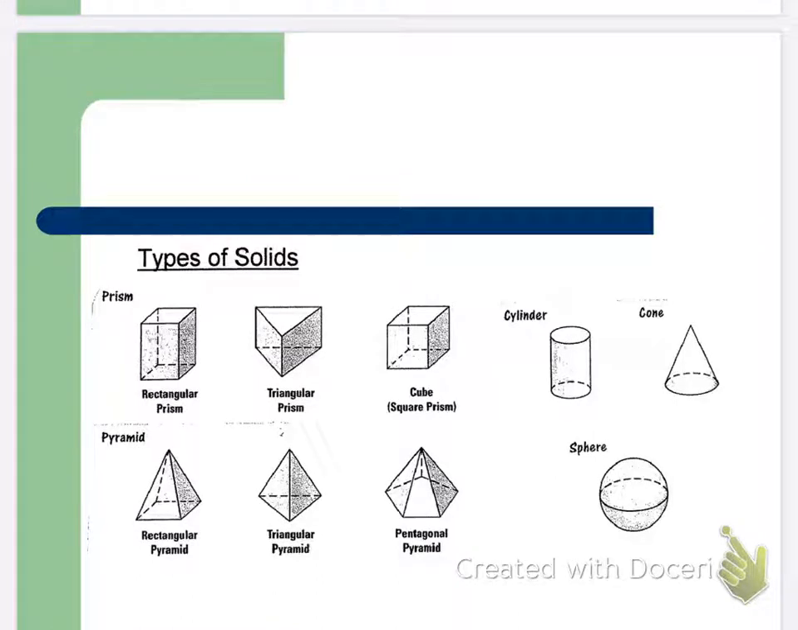So we have a rectangular prism, rectangular base, triangular prism, triangular face, square prism. We also call it a cube. We have a cylinder and we have a cone. We have pyramids. Our pyramids, notice that they have triangular sides. So we have a rectangular pyramid, a triangular pyramid, and a pentagonal pyramid. And all of those have the base as the shape that they're talking about. So rectangle, triangle, pentagon. And then you have a sphere.